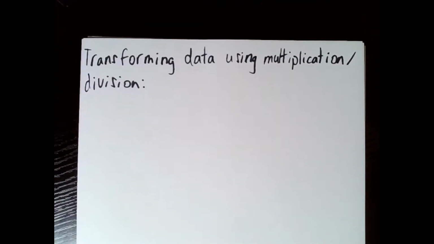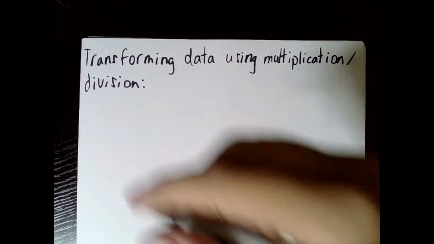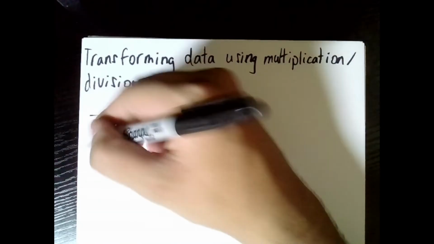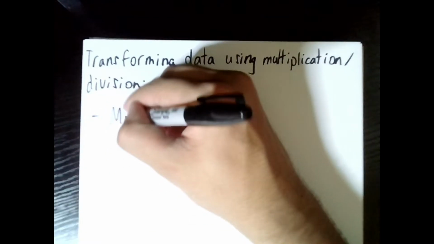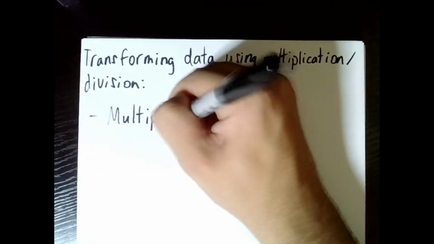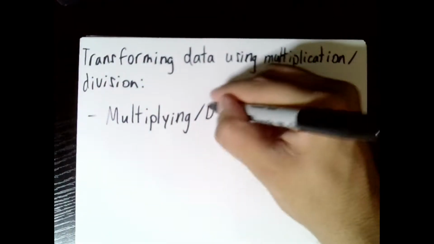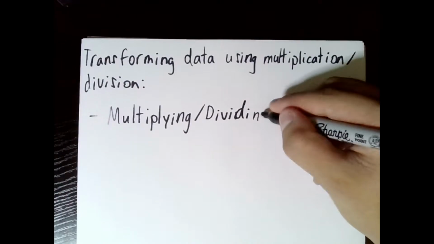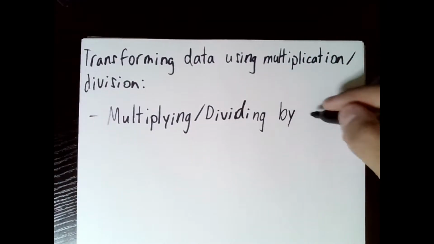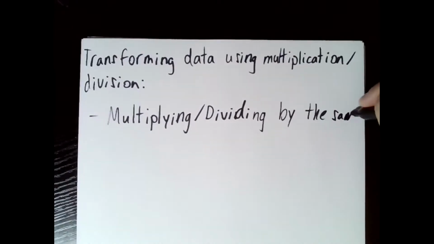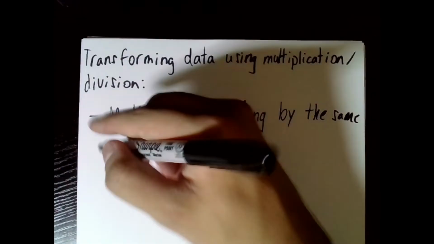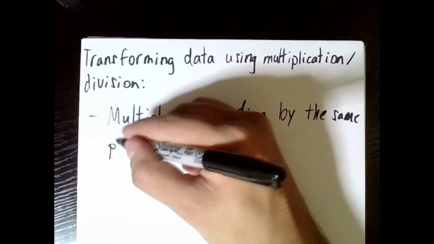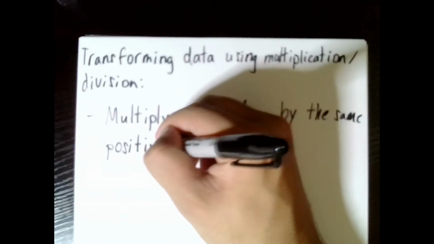But okay, so in the last video we called the constant of addition and subtraction A, so we'll call the constant of multiplication or division B, okay? So here's kind of like your brief definition to get us started. So multiplying or dividing by the same, okay, and this is for all observations, of course, so multiplying, dividing by the same positive number. We'll talk about why positive number in a second.